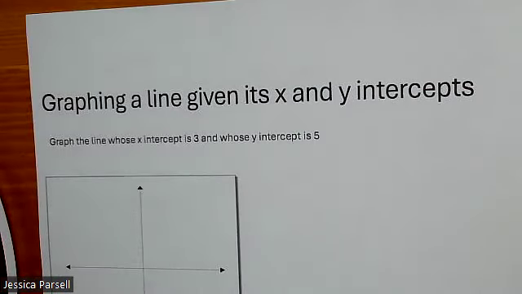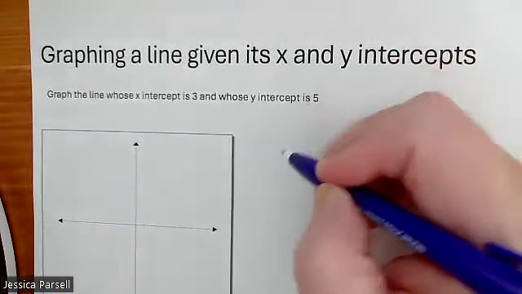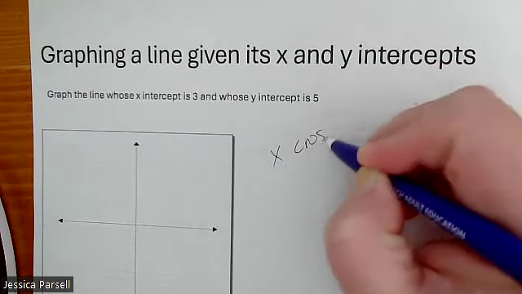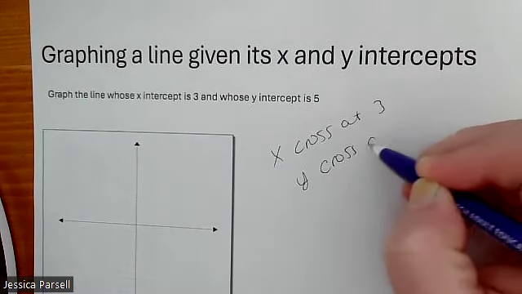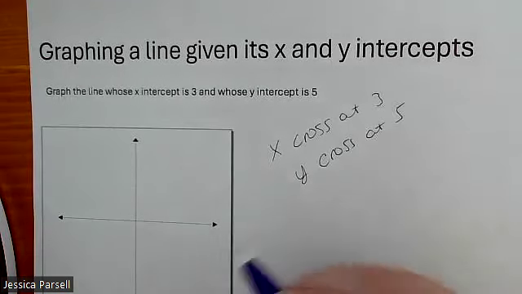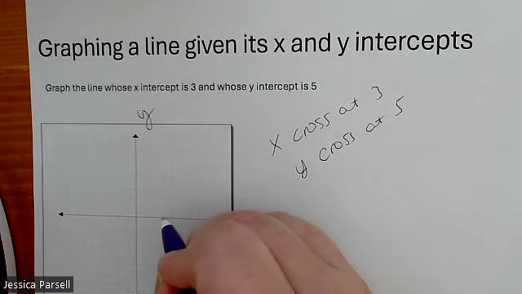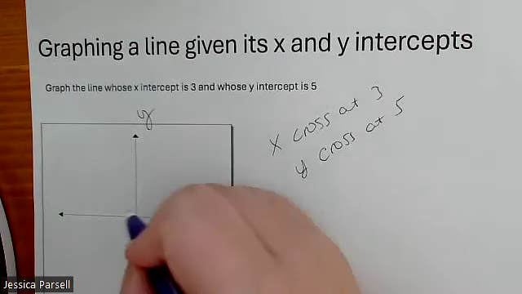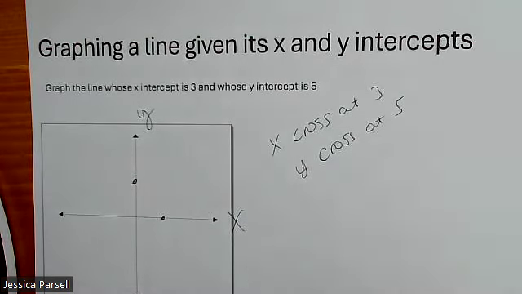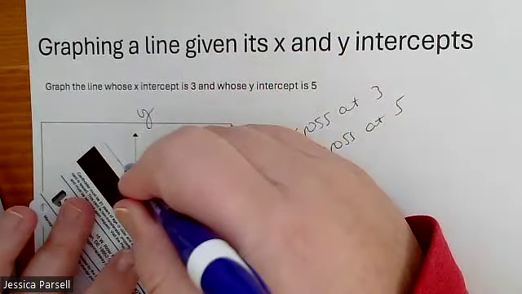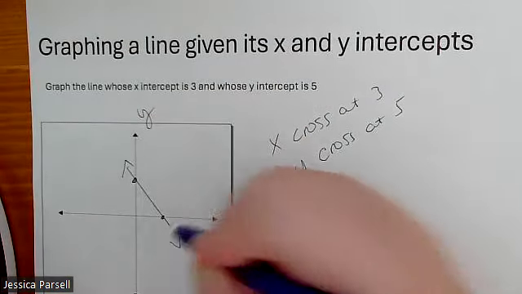Graphing a line whose x-intercept is 3 and whose y-intercept is 5. All right, we got this. So we want to find where x is going to cross at 3, and y is going to cross at 5. So here's x, here's y. x is going to cross at 1, 2, 3. y is going to cross at 1, 2, 3, 4, 5. I love these. We could do these all day long. No algebra required, no heavy thinking required.